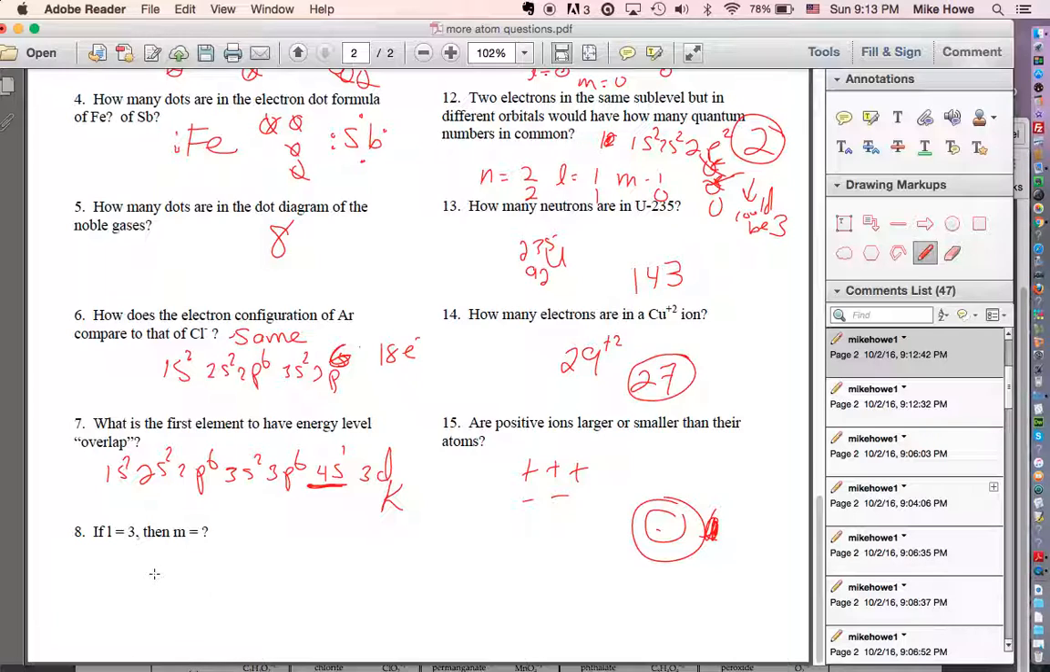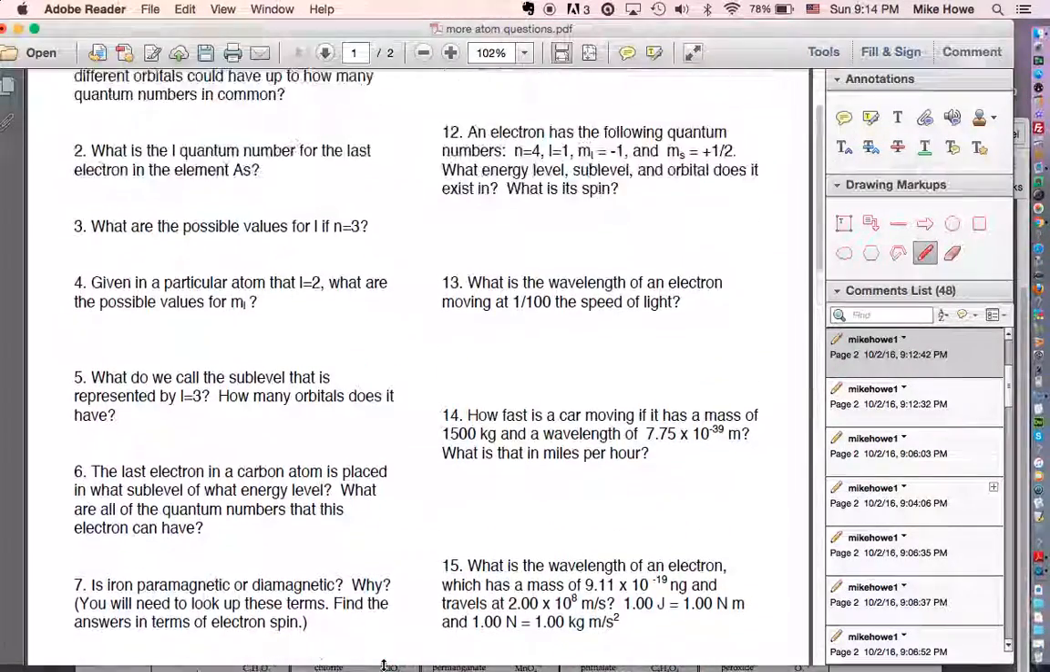So if L equals 3, then M equals -3, -2, -1, 0, 1, 2, and 3. 7 orbitals. Okay, I think that's all of that sheet. Happy to be able to get that done tonight.